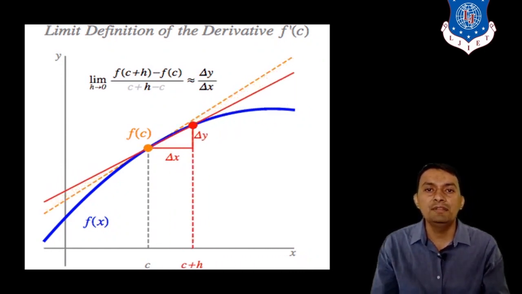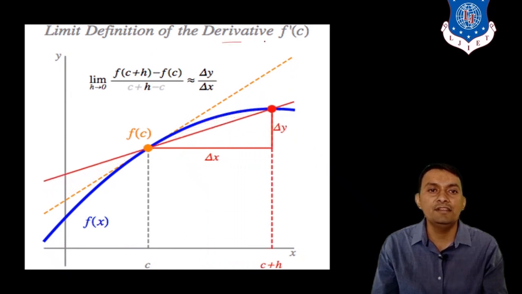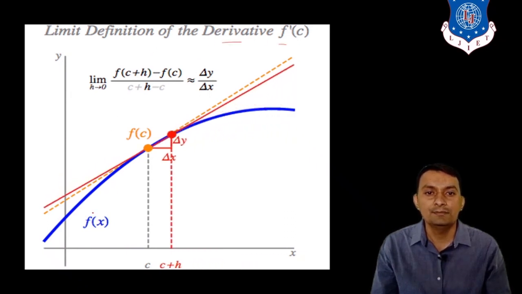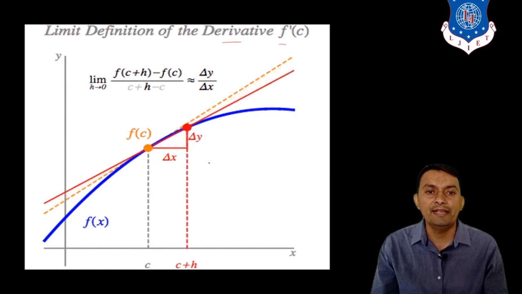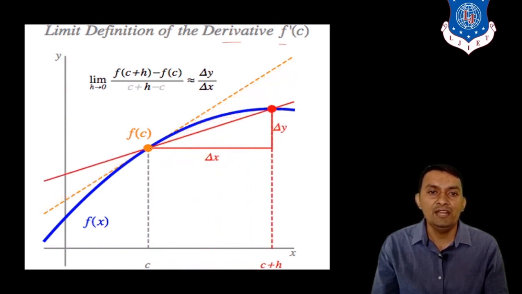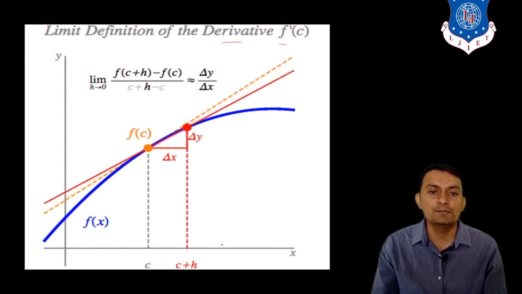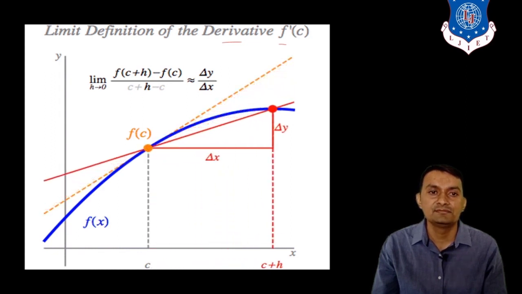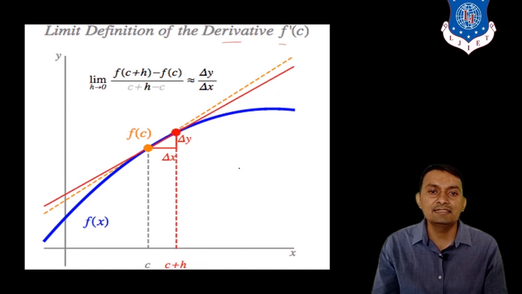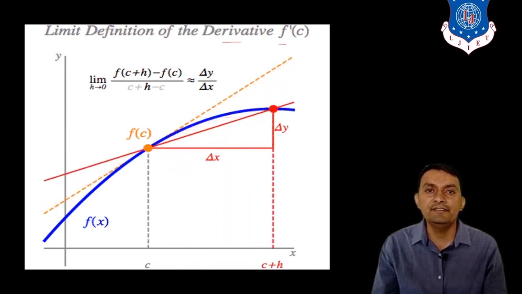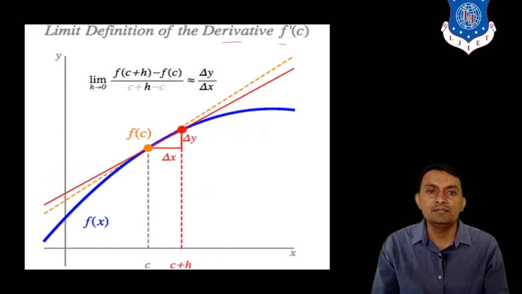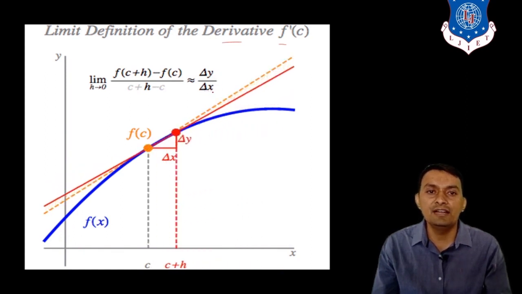Already you are familiar with the definition of the derivative of one variable. Suppose you are given that y is equal to f of x, a curve is there. When we assume two different points, this is our first point and this is our other point, say c plus h. From the figure it is clear that the change in y occurs with respect to the change in x. That means we can say delta y divided by delta x.